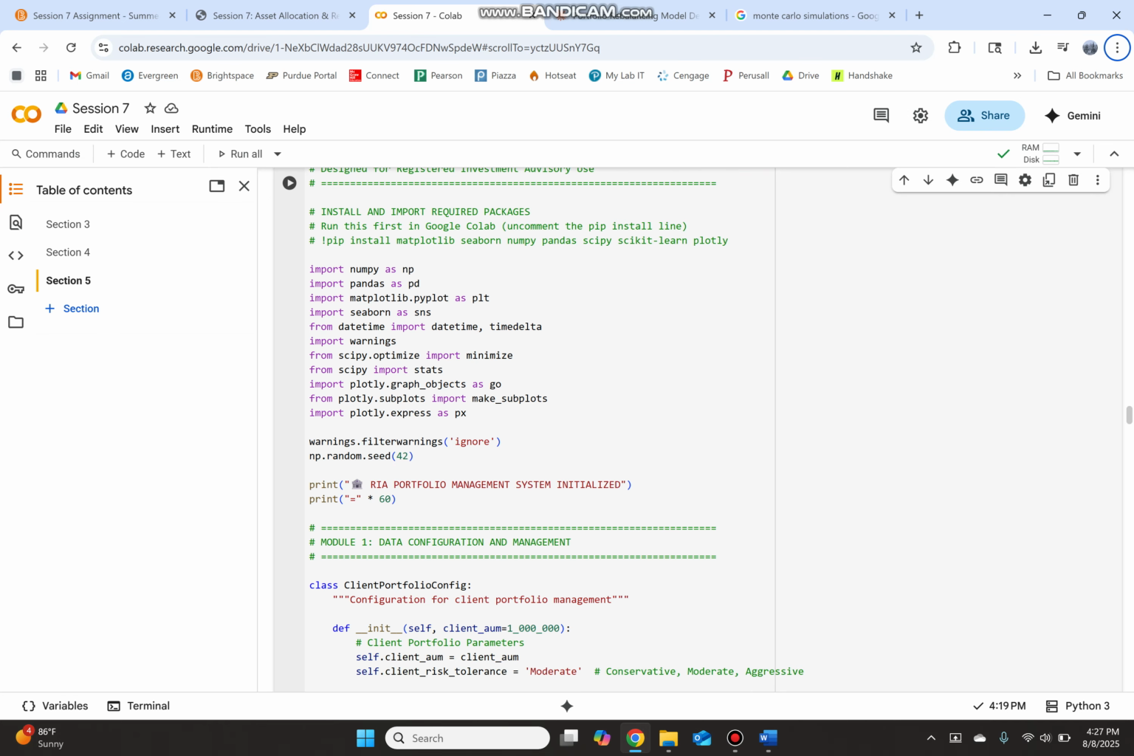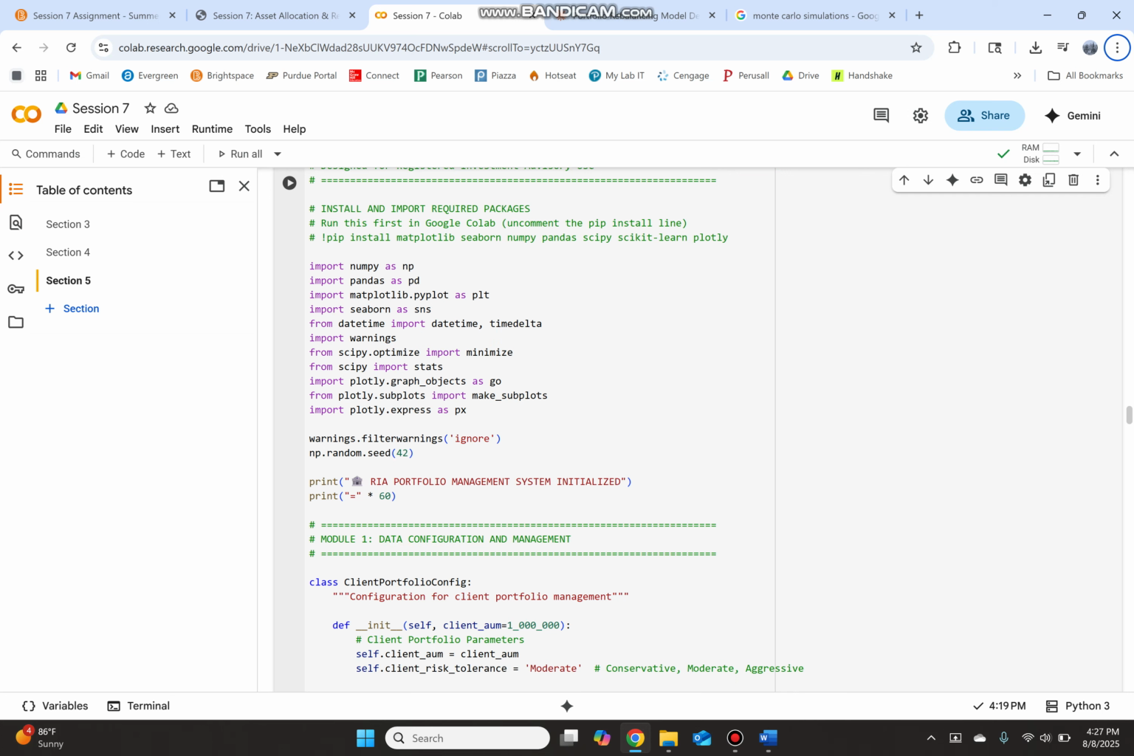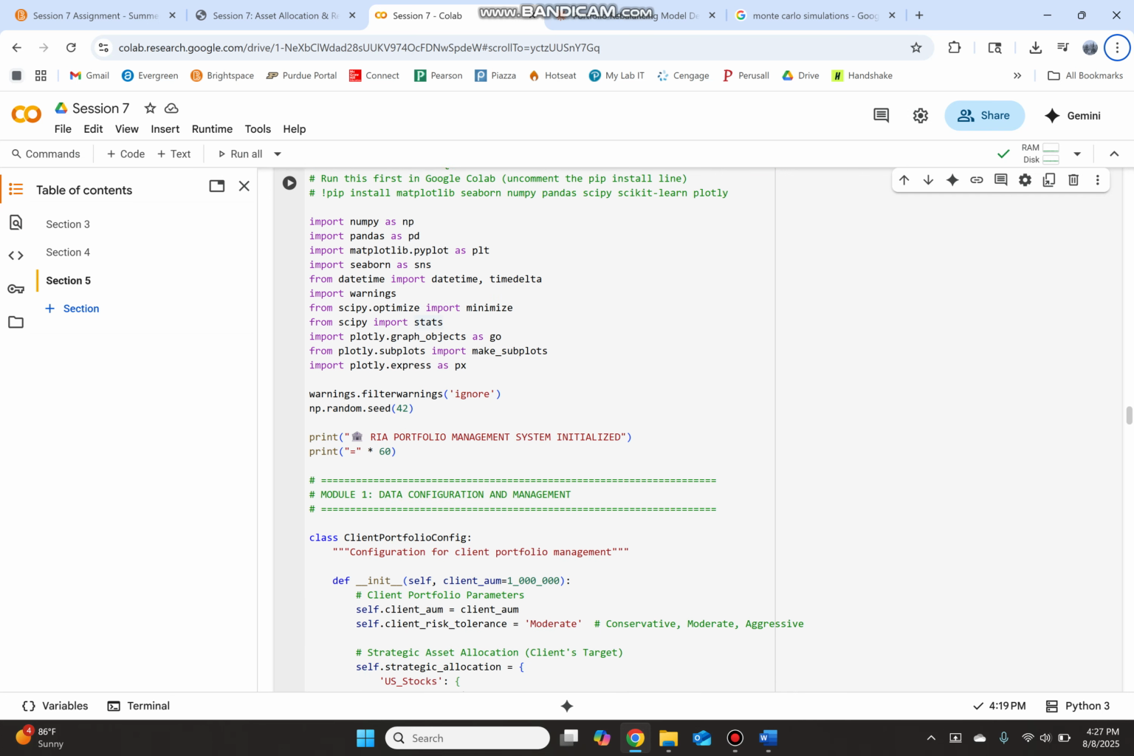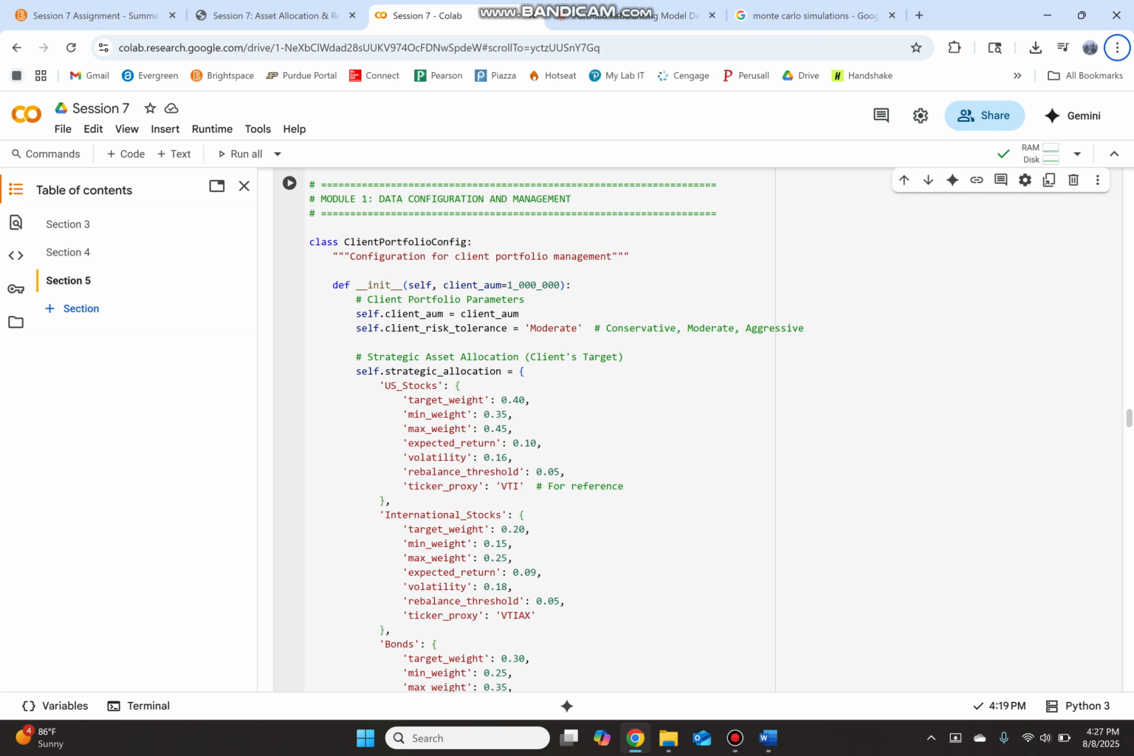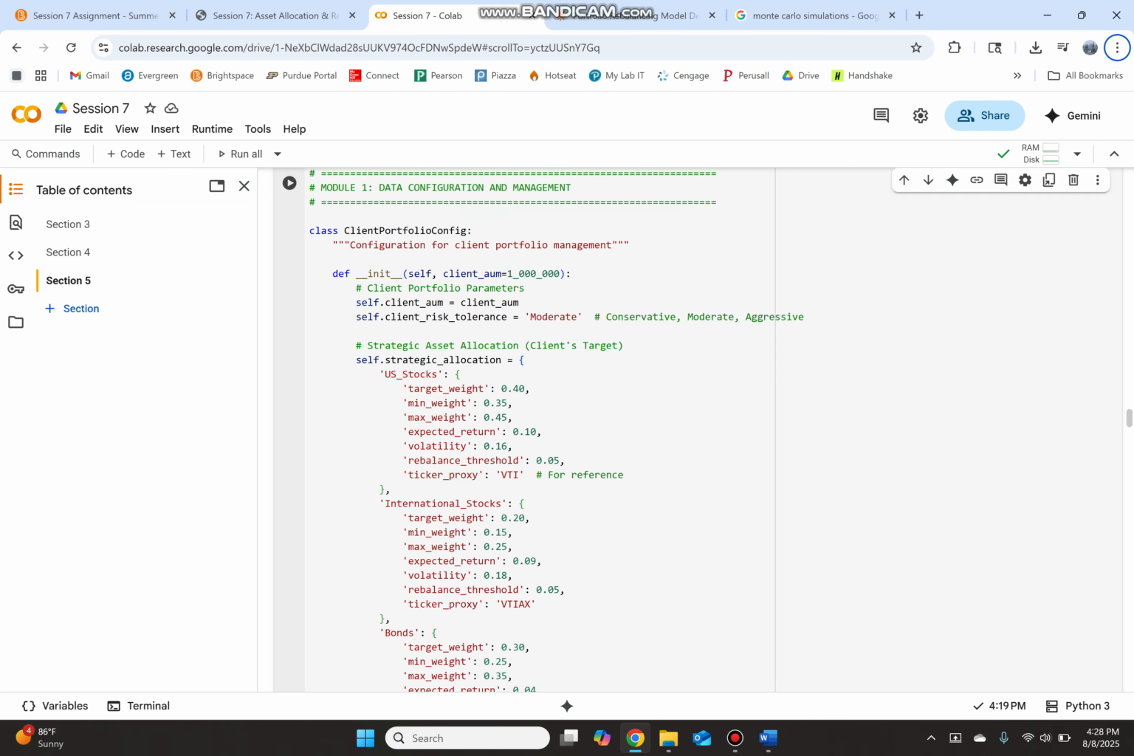We have our basic imports we've all seen: NumPy, Pandas, Matplotlib, Seaborn, SciPy, datetime and warnings, Plotly for graphs, sets up our basic functions. We have 8 different modules: data, risk, portfolio management, Black Litterman, and Monte Carlo, which each were given a separate module to showcase the concepts that we've learned in this session. Validations, module 6. Then we have our rebalancing if needed, and module 8, which is our actual output. So let's get into our basic module 1.